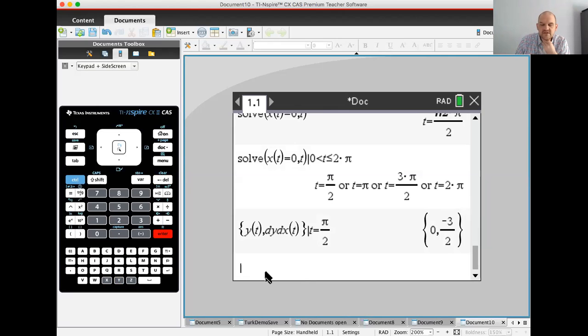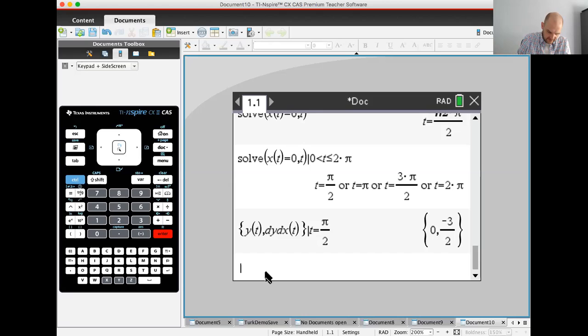Horizontal tangent lines? Why am I so confused? These are not horizontal, that's the slope. All right, here we go. At t equals pi over 2, I get y minus 0 equals negative 3/2 x minus 0, because x is 0 all the time.